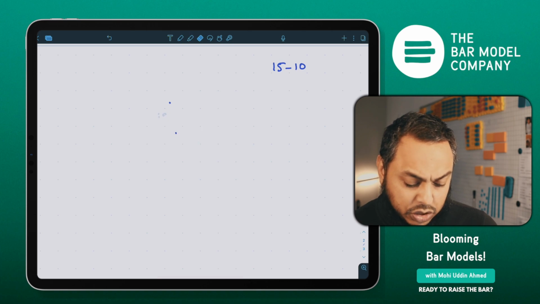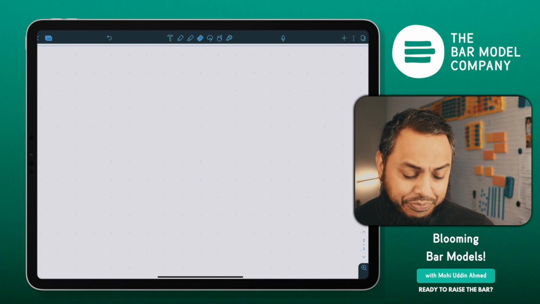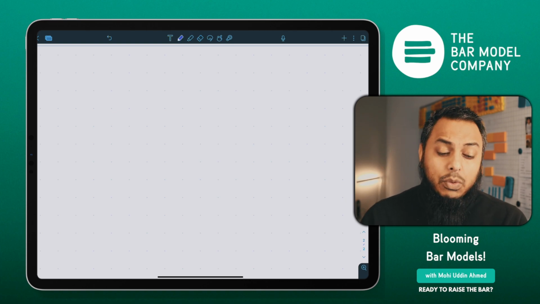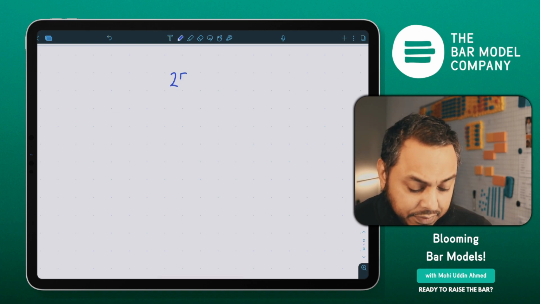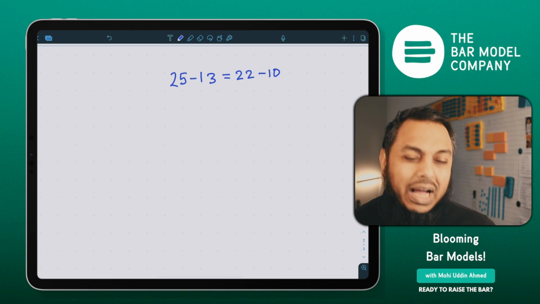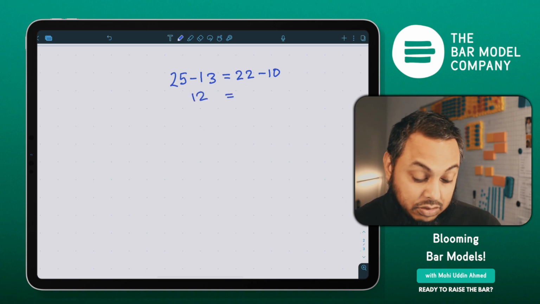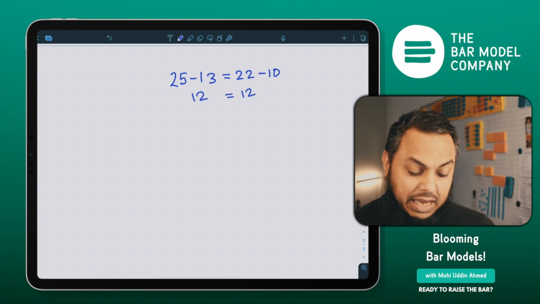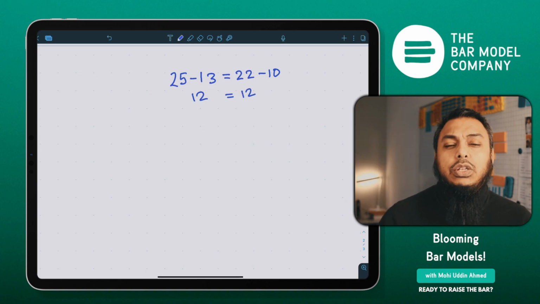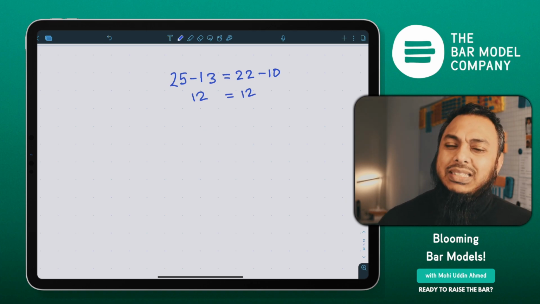Hopefully most of us are quite confident with that. But then a question arises, for example: why is it that when we have 25 take away 13, that's equal to 22 take away 10? Why is that the case? 25 take away 13 is 12, and 22 take away 10 is 12. And so 25 take away 13 is equal to 22 take away 10. Why does that work? Why is it that we can say that?